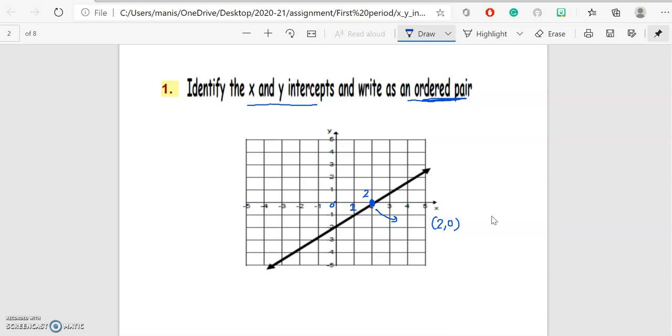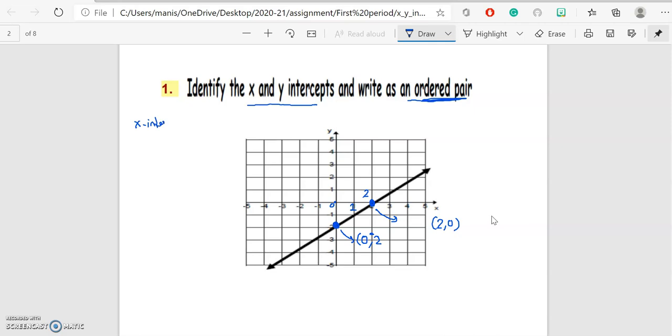Now for y-intercept, the definition says y-intercept is the point where the graph crosses the y-axis, or the line crosses the y-axis. So this is the y-axis over here. If you see, this is the point where the line is crossing the y-axis. So at this place, you all know the definition, x is 0, but the y is what? Negative 2. So I will write my answer over here.